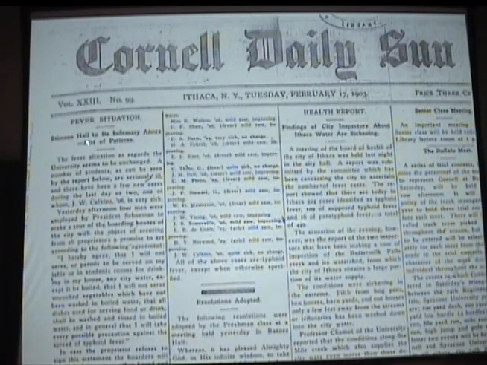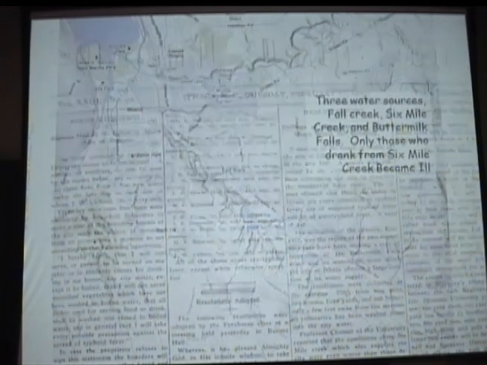Another one here. The fever situation is unchanged, and so forth. These people are still sick. I guess this is continuing the first column. The following resolutions were adopted by the freshman class at a meeting in Barnes Hall, whereas it has pleased Almighty God in His infinite wisdom to take, and I cut it off there, but it's an obituary. Maybe that's not the right word, but anyway. So it was not good.